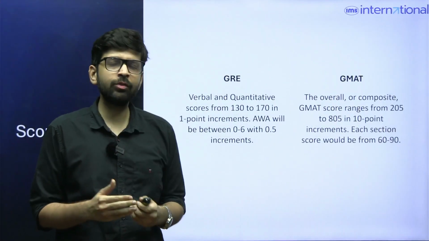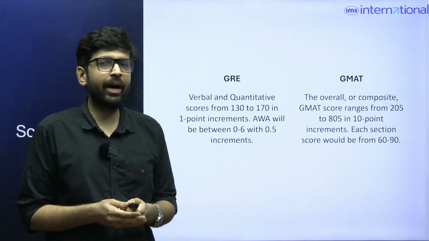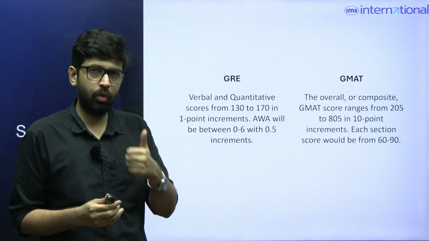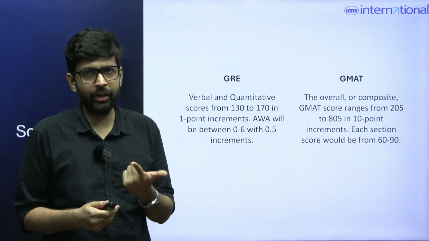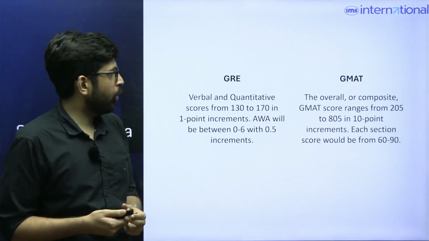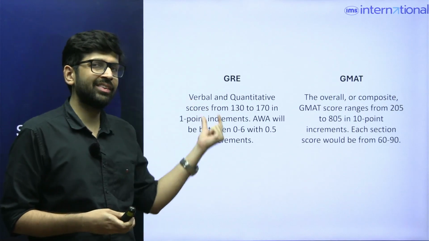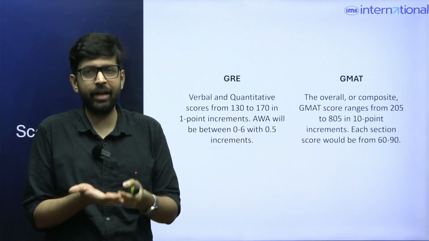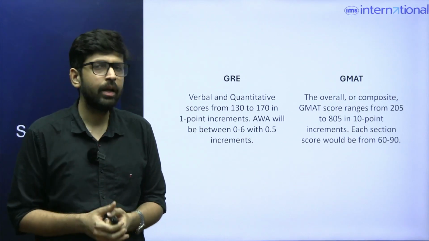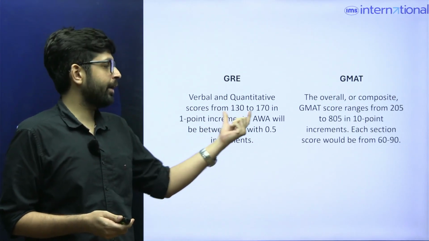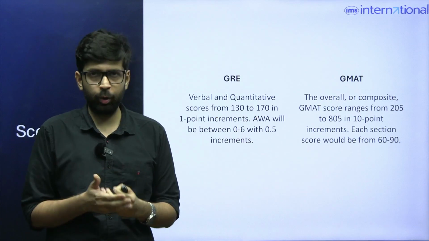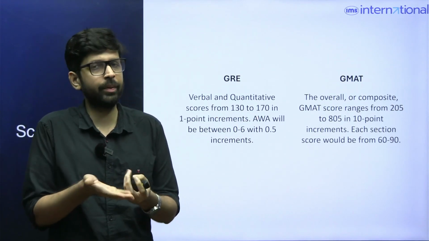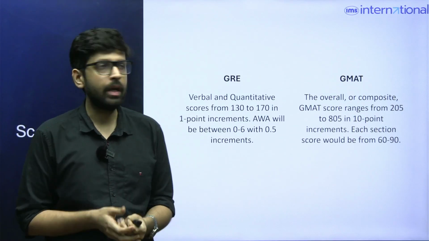Moving ahead, the scoring pattern. In GRE, you do not get an overall score. You get different scores for quantitative reasoning, verbal reasoning, and analytical writing. In quantitative reasoning, your score would range from 130 to 170 with increments of 1 point. So, it could be a 155, 156, 157, etc. Whereas, in analytical writing, you would be getting scores from 0 to 6. But over here, the increments would be in points of 0.5. So maybe a 2 or a 2.5 or a 3, right?